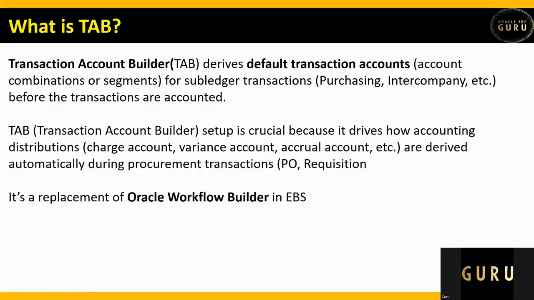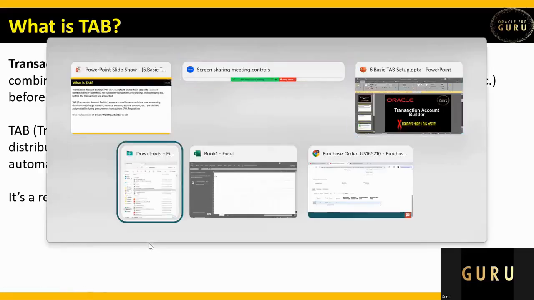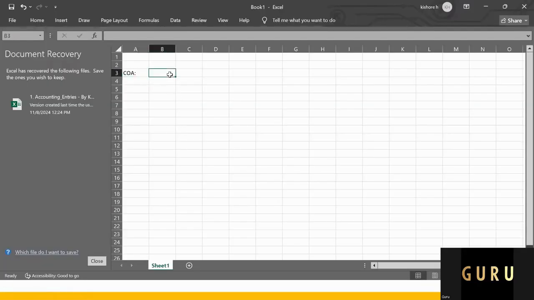So first, before moving on to the session, let me set the foundation, or fundamental understanding, about TAB setups. What is a TAB setup? Everyone knows it's Transaction Account Builder, right? It basically derives the transactional accounts, like account combinations or segments for the chart of accounts. So if you have a specific chart of accounts, how is each segment derived? Let me open an Excel sheet. For example, if your chart of accounts is something like this.